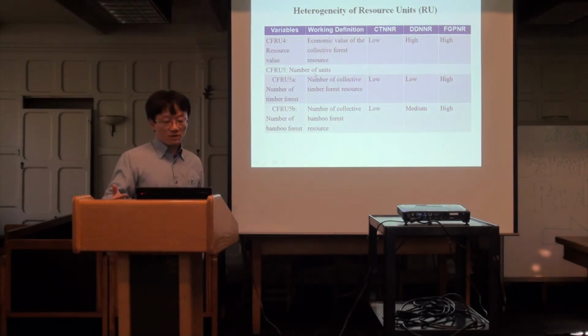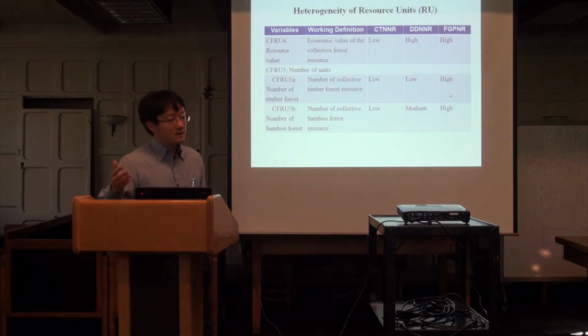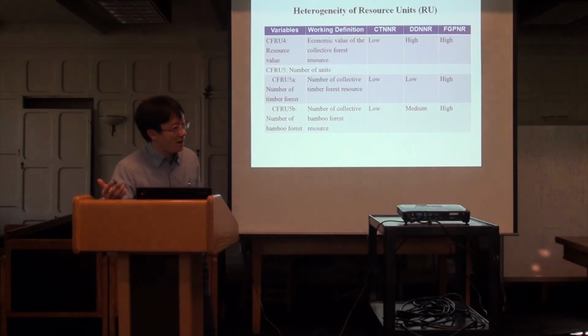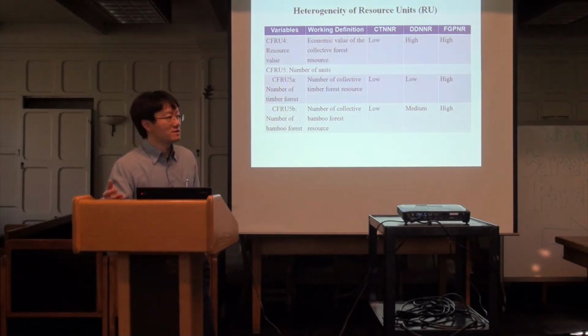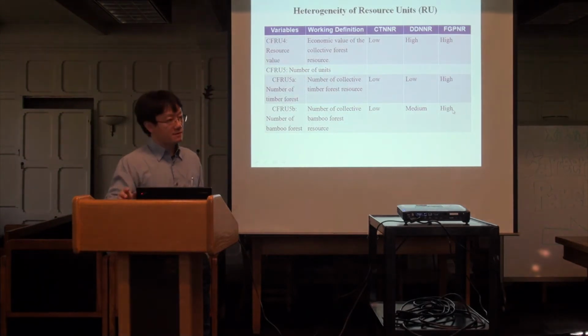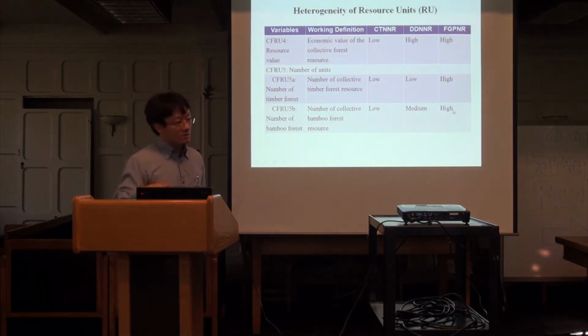And for the number of units that can be used, you can find for the third one, the timber that can be harvested is actually high, though they are not allowed to harvest it. And the number of bamboo for the third nature reserve is also high.